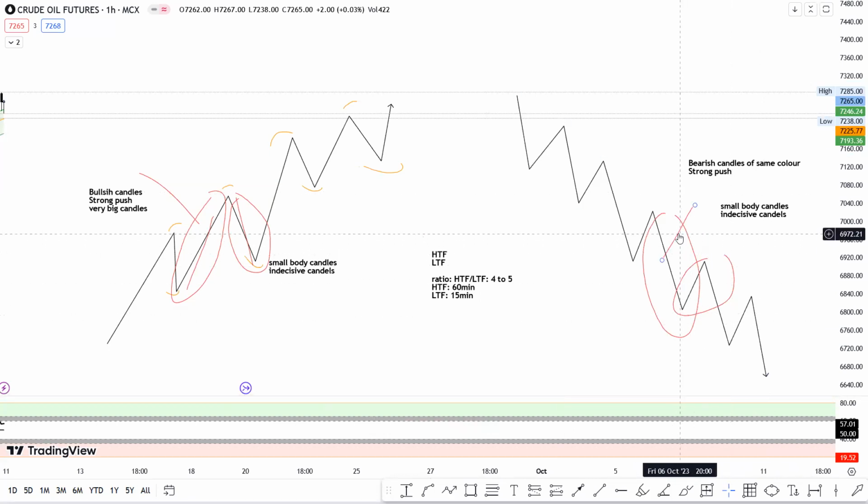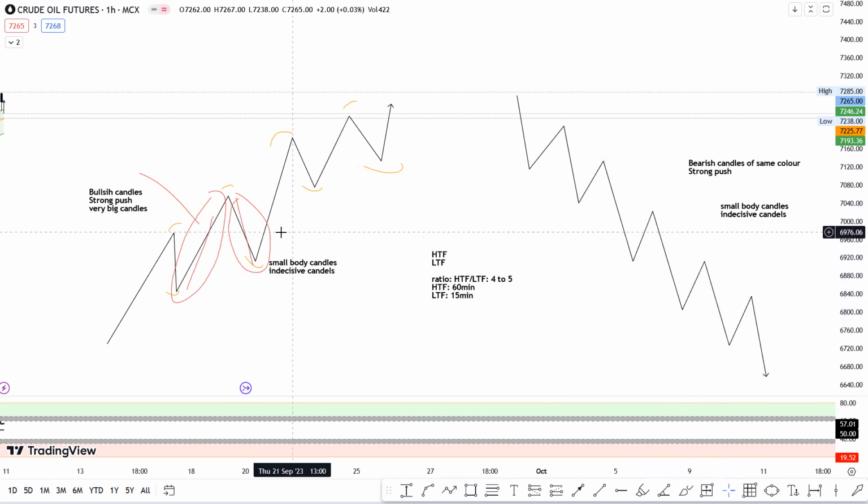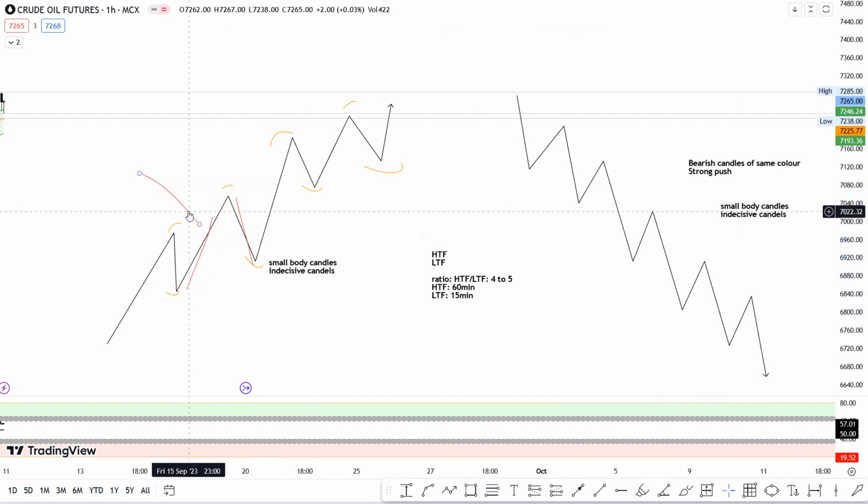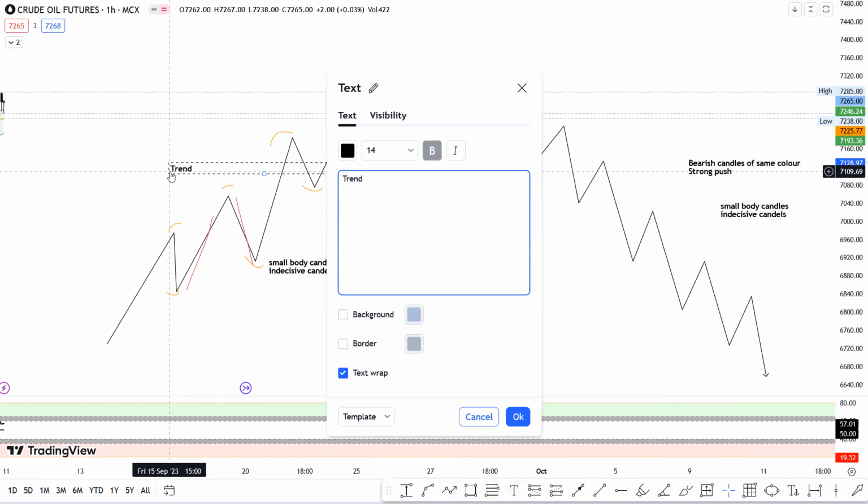Now, why do I need to learn about these things? First of all, you need to define whether you are in a trend or counter trend. There are two kinds of opportunities we try to see in the market: one is trend continuation, and the next is trend reversals.